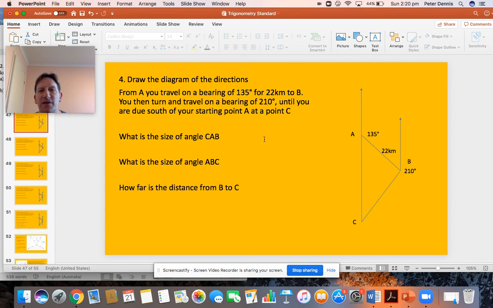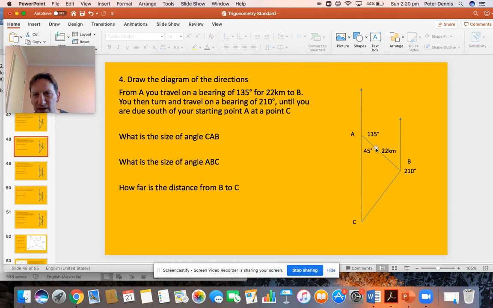What is the size of angle CAB? So this is angle CAB. Well, this is a straight line. This is 135. So this is going to be 45 degrees. Perfect. So there's the first question done. Quite simple. Once you draw the picture, drawing the picture is the hard part.